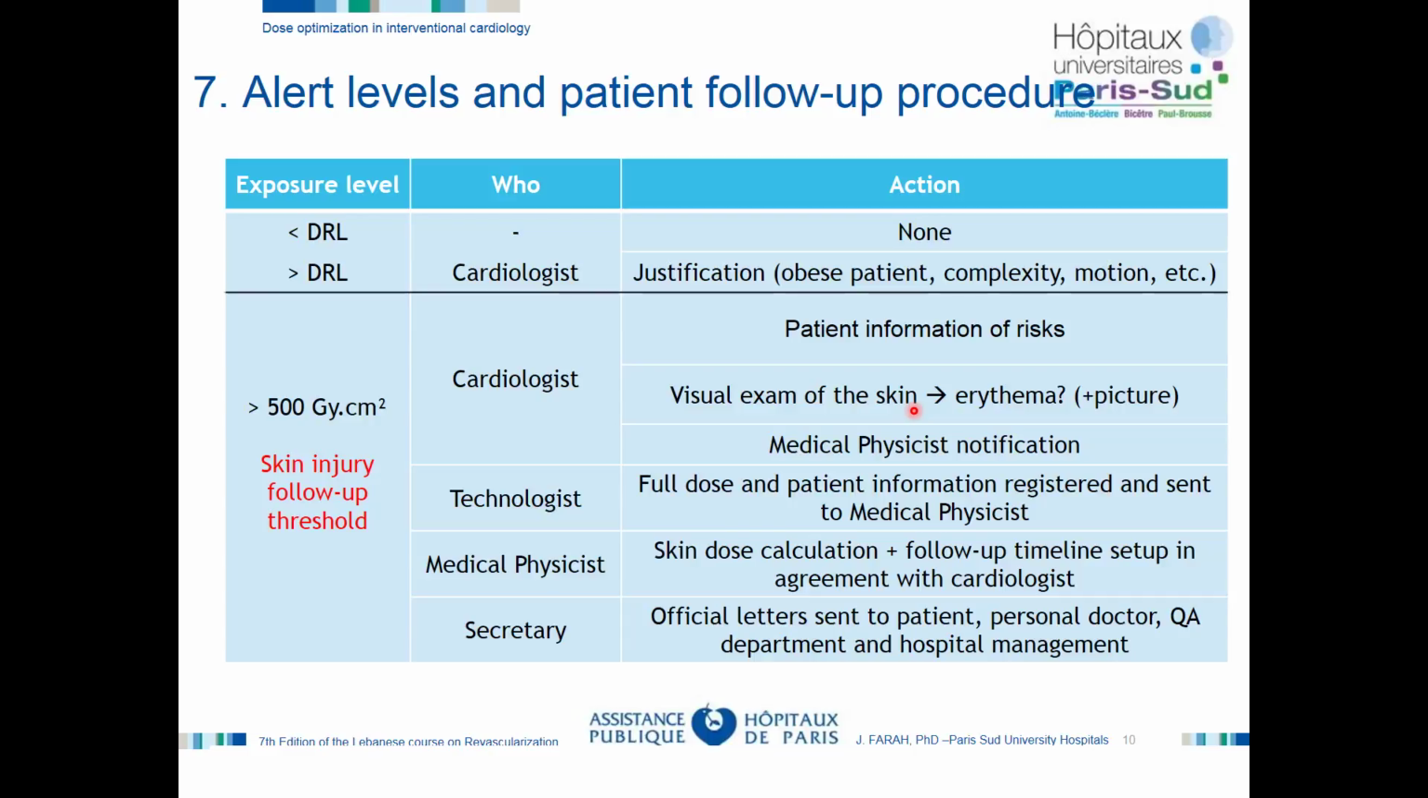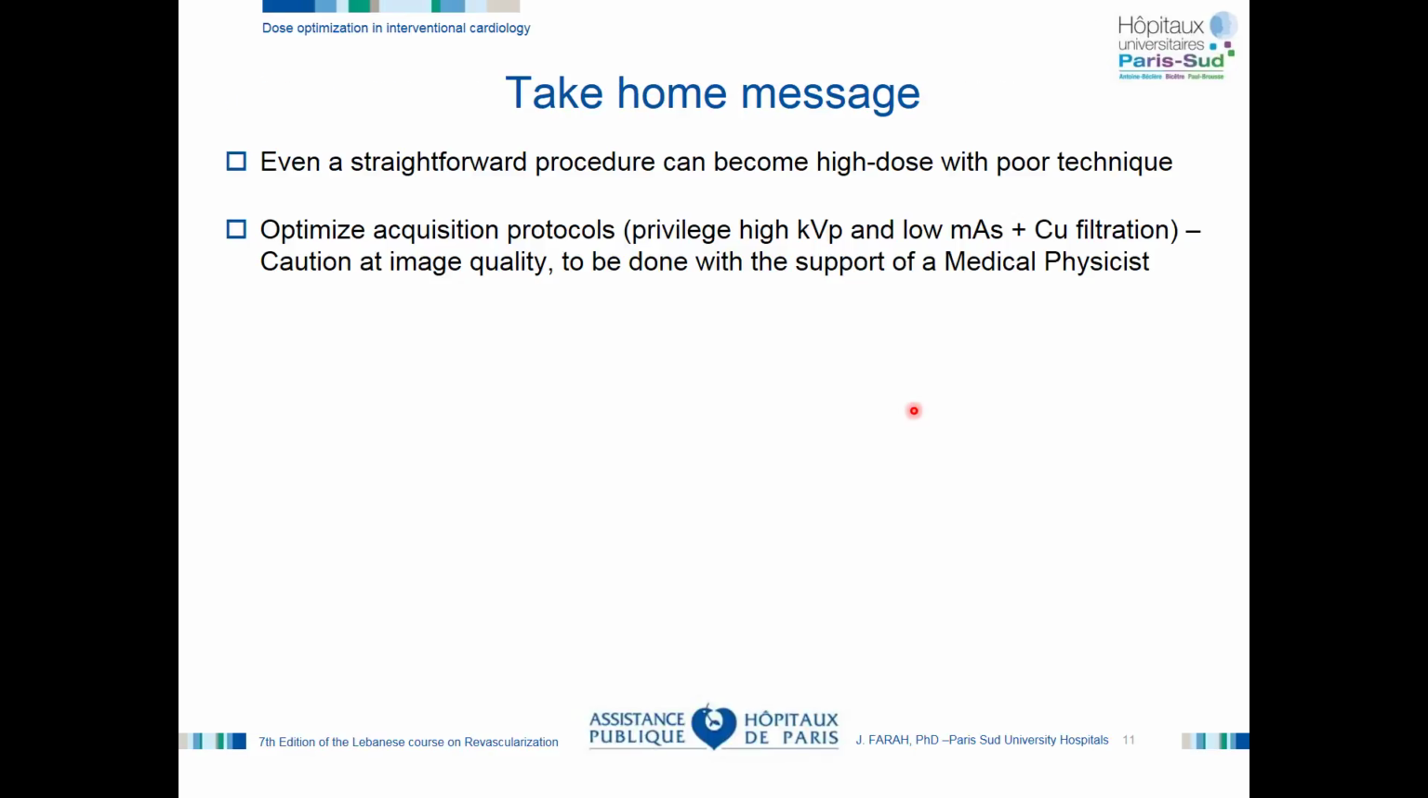So at the end, the take-home message is that even a straightforward procedure can become a high-dose one with poor technique. Optimize your acquisition protocols. That's really a key parameter to reduce the doses. Limit the use of acquisition and keep beam on time to a minimum with 7.5 frames per second. Don't overuse magnification, and also use the low detail level on GE equipment as default.